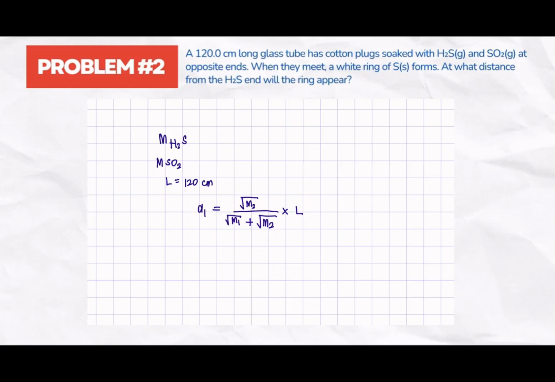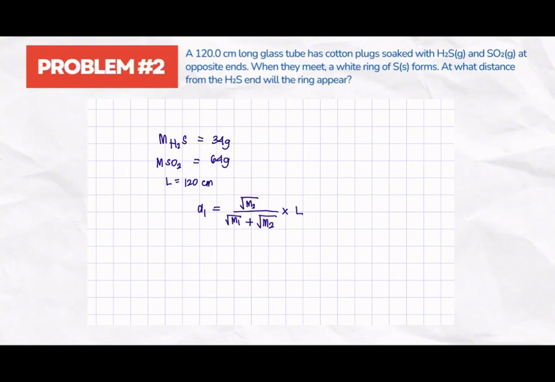H2S and SO2. We need to get the molar masses of the two gases, starting with H2S. For H2S, H, as we know, is 1 times 2, so 2, plus S, which is 32, that will give us 34 grams. For SO2, S is 32, and oxygen is 16 times 2, 32. 32 plus 32 is 64 grams. Now we have a length of 120 centimeters.